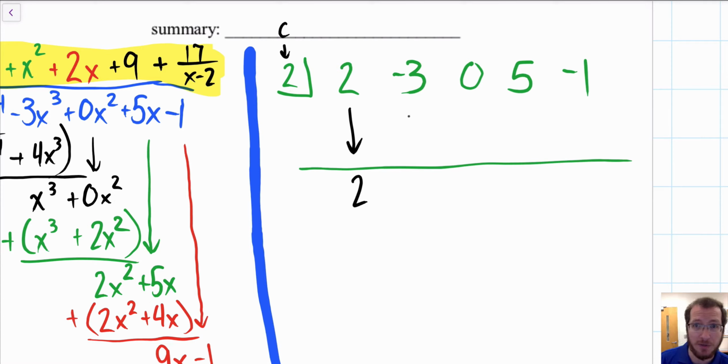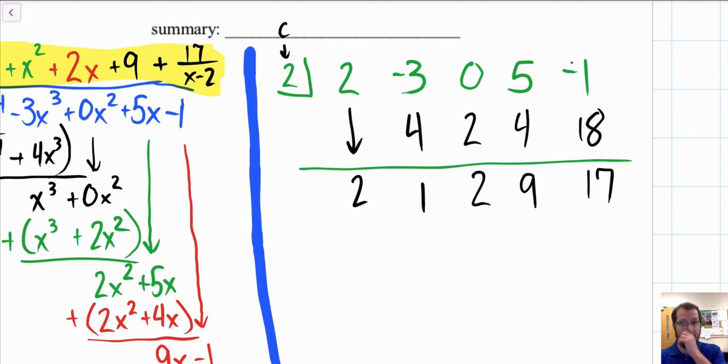All right, so 2 times 2 is 4. We put that in the next column. And then we add these two. Keep in mind, in synthetic division we're using addition, whereas in long division we're using subtraction. All right, so 1 times 2 is 2. Add up that column, multiply that sum by our attic number 2, and keep going until you get to the end.